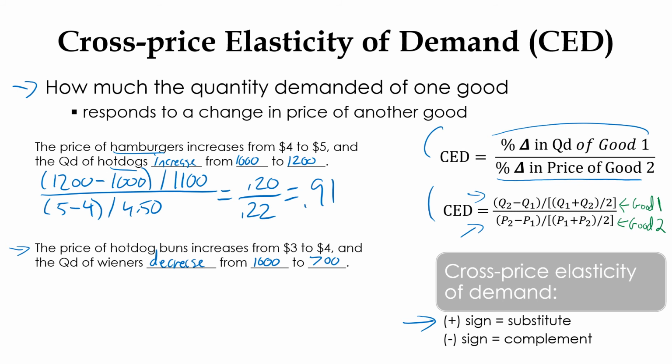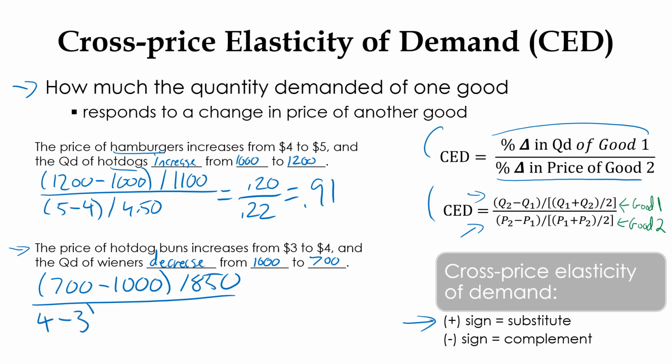All right, do the math. Pause the video if you can. 700 is Q2. That was the original quantity, dividing that by the average. And the price moves from $3 to $4, and that's $3.50. So ultimately here we get a negative. There we go, there's that negative number. 700 minus 1,000 divided by 850. So there we go, 0.35, and 0.29. We are going to have a negative number here of 1.20.